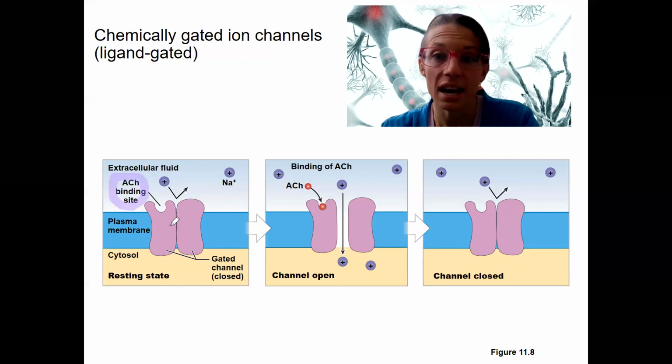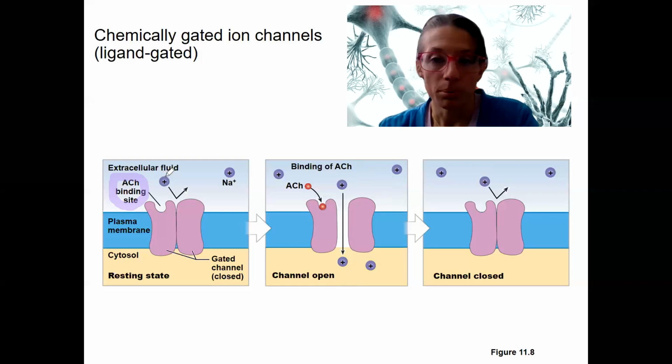So this protein, it's gated, it's closed right now. Acetylcholine is a chemical messenger, and it's actually important for neuromuscular junctions, so muscle firing and muscles contracting. When acetylcholine binds to this protein, that causes the channel to open. When the channel opens, positive ions can go inside the cell. This is both calcium and sodium.